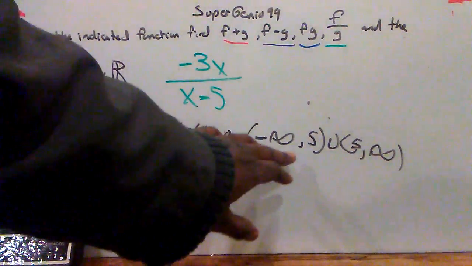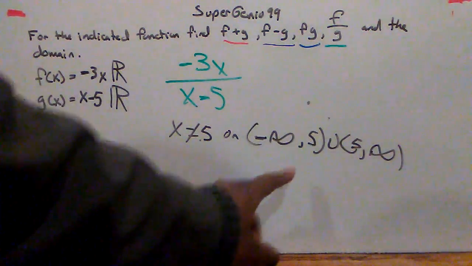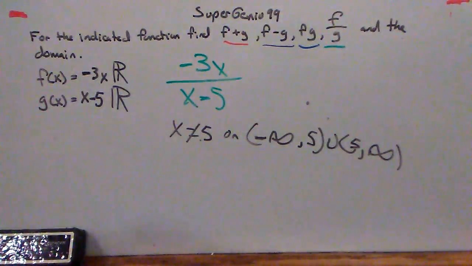So that's like saying all the numbers to the left of negative 5 and all the numbers to the right of negative 5, but not negative 5, or x does not equal 5. Okay, let's look at one more.